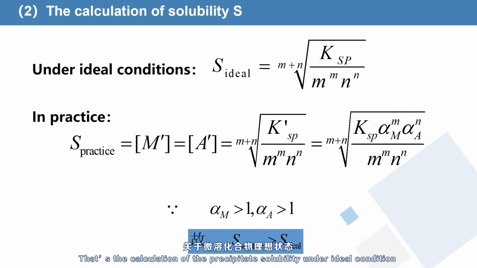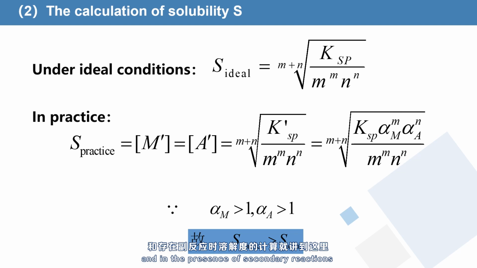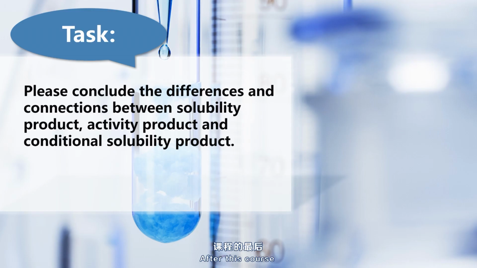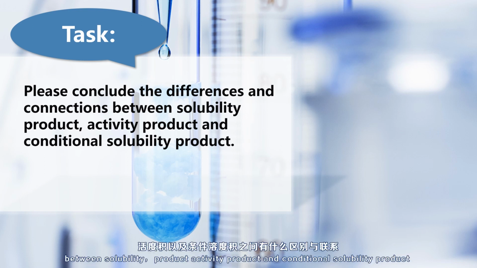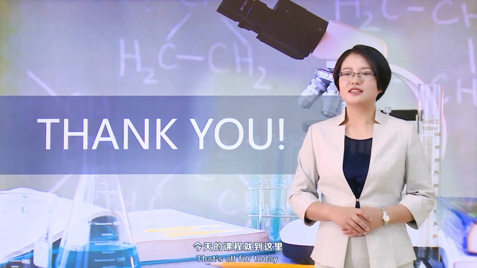That's the calculation of the precipitate solubility under ideal condition and in the presence of secondary reactions. After this course, please conclude the differences and connections between solubility product, activity product, and conditional solubility product. That's all for today.